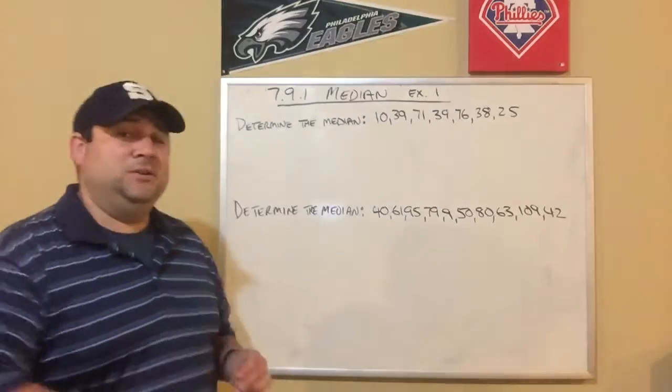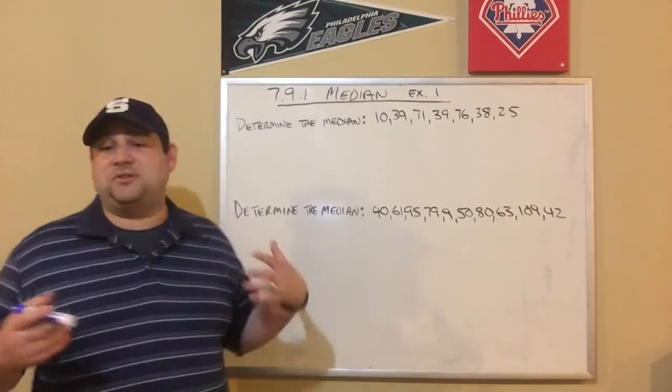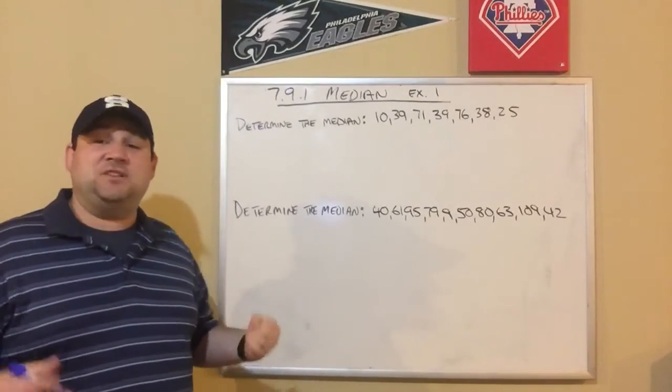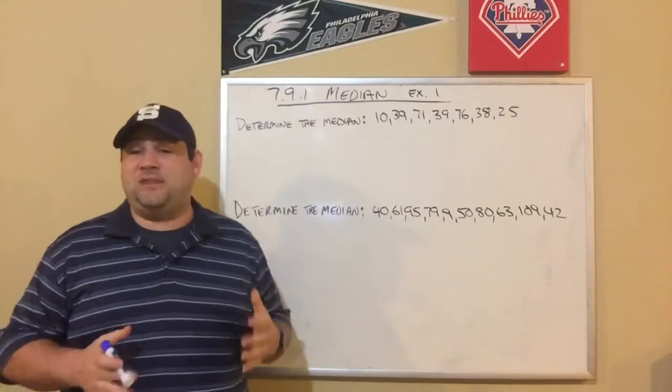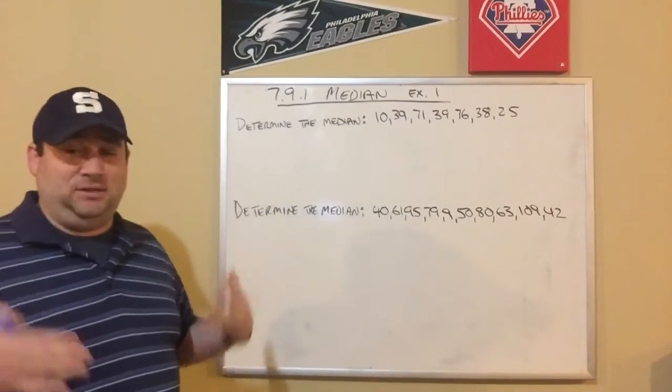All right, 7th grade. So we're continuing our lesson on measures of central tendency. First lesson was on the mean, which was the average. That was where you added up all the data items and divided by how many there are. Today we're talking about the median. The median is the middle of the data.